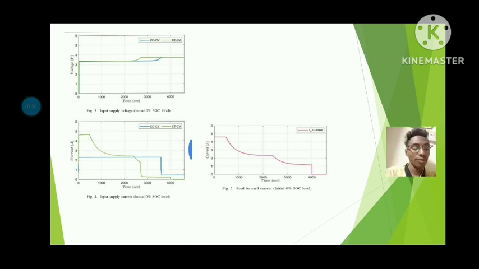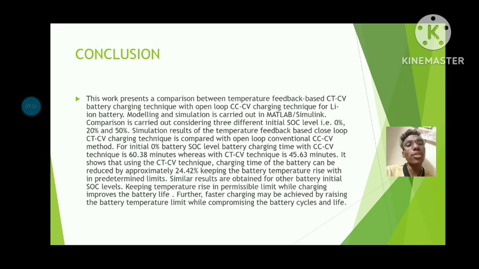Now the conclusion. This work presents a comparison between temperature feedback based CT and CV battery charging technique and open loop CC and CV charging techniques for lithium ion battery. Modeling and simulation is carried out in MATLAB Simulink. Comparison is carried out considering three different initial SOC levels, 0%, 20% and 30%.